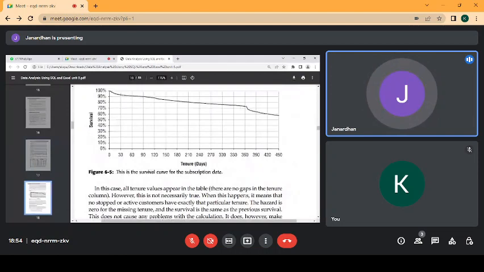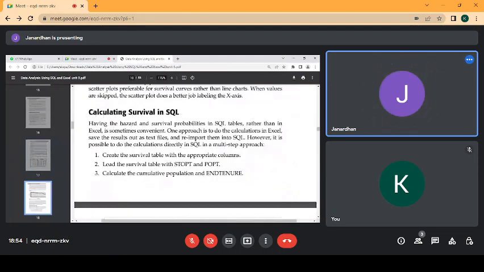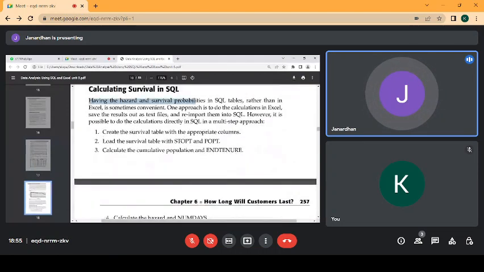How to calculate the survival in SQL? Having the hazard and survival probabilities in SQL tables rather than in Excel is somewhat convenient. One approach is to do calculations in Excel, save the result out as text files, and then re-import them into SQL. However, it is possible to do the calculation directly in SQL in a multi-step approach.